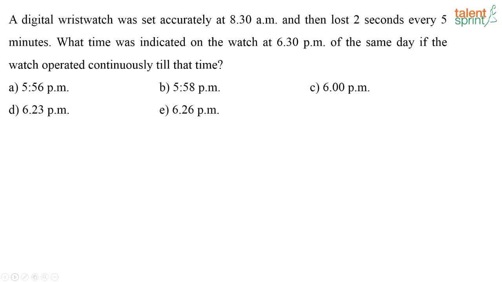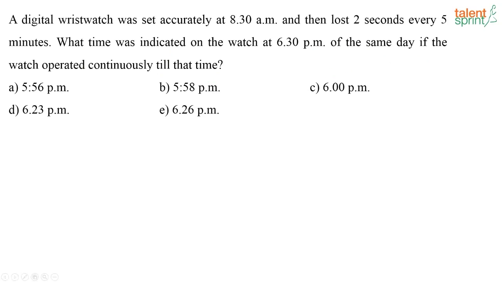A digital wristwatch was set accurately at 8:30 a.m. and then lost 2 seconds every 5 minutes. What time was indicated on the watch at 6:30 p.m. of the same day if the watch operated continuously till that time? How will we approach this?